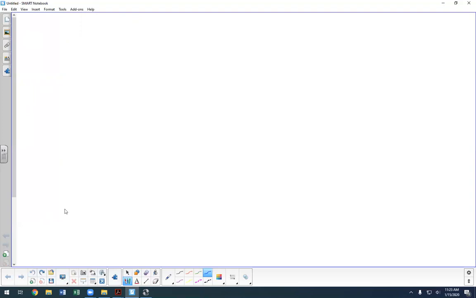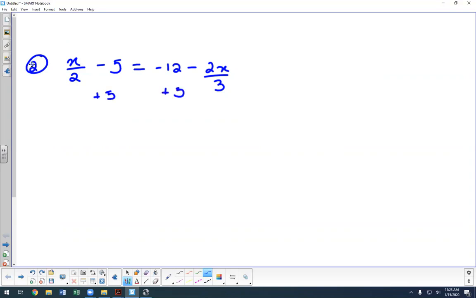Pretty much what we had done last time was just clean up our problem a little bit. We had x over 2 minus 5 equals -12 minus 2x over 3. The first thing we had done is get our like terms on the same side. I believe we moved the 5 to the other side and brought the 2x over 3 to the left-hand side.